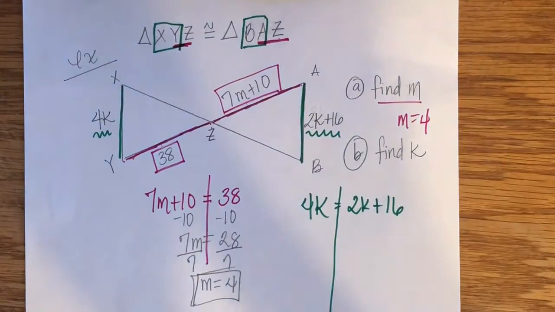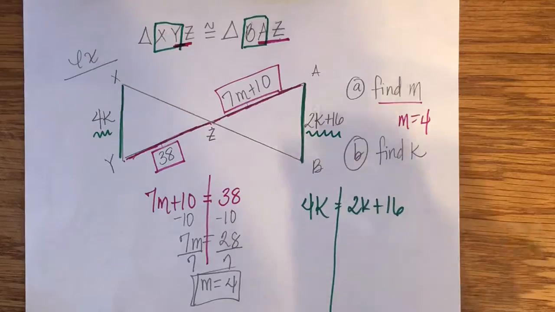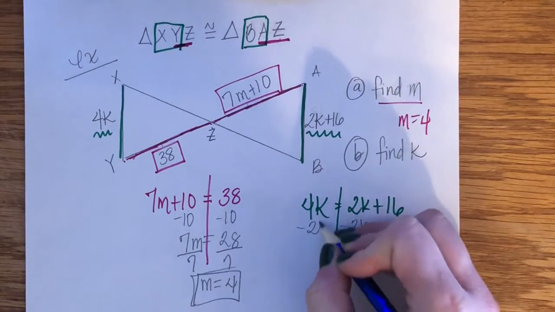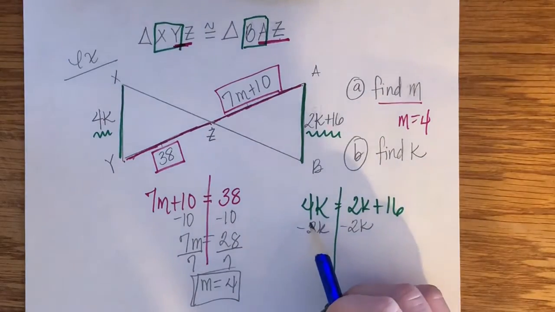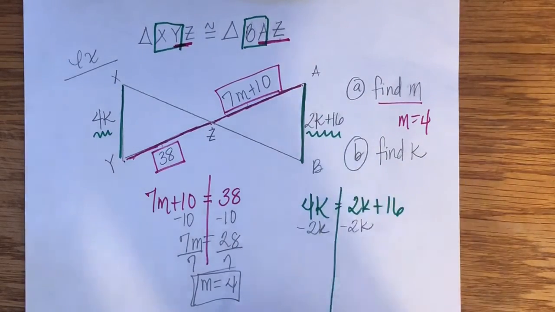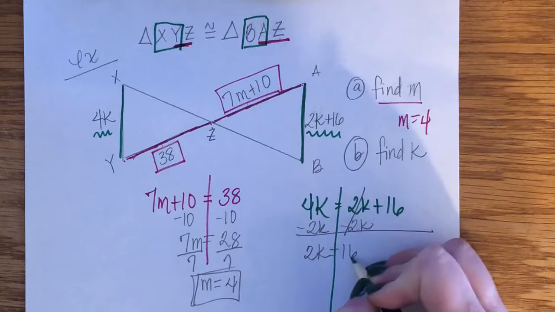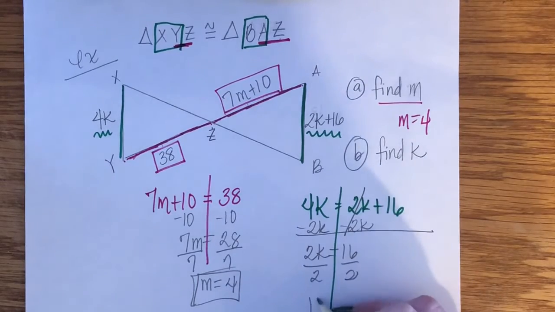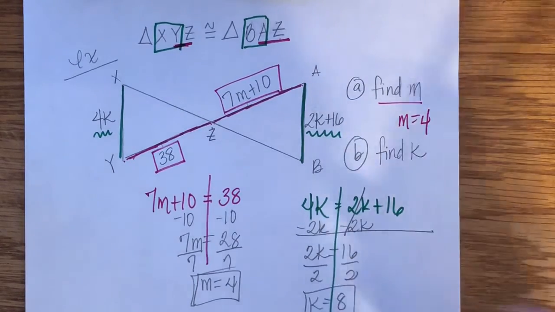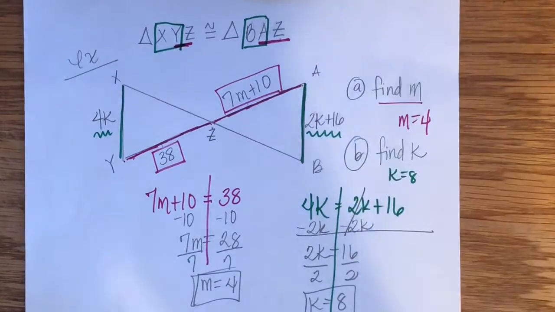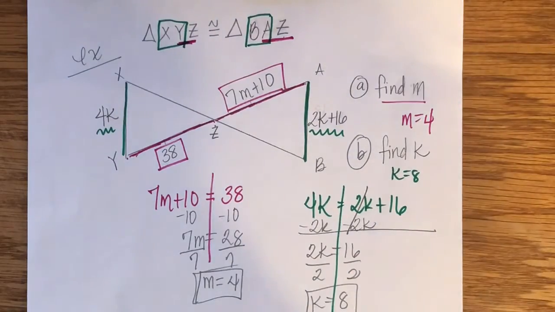And again, we're just going to solve the equation like we normally would. So I'm going to try to get the k's together. So I'm going to subtract 2k. And I don't want to subtract 4k, because if I do that, I'm left with nothing on the left side. So we want to make sure we have something on both sides. So that becomes 2k equals 16, divide by 2, k equals 8. All right, so that's an example. Now let's go ahead and take a look at the problems on the worksheet.